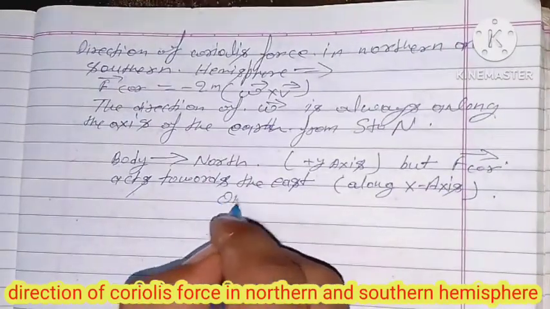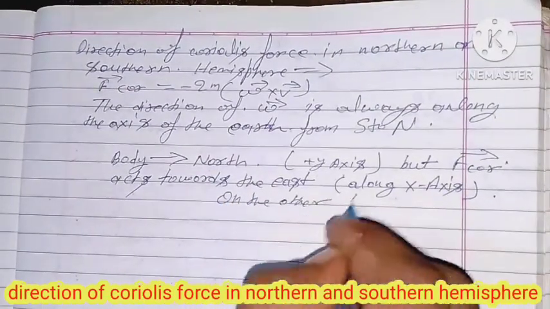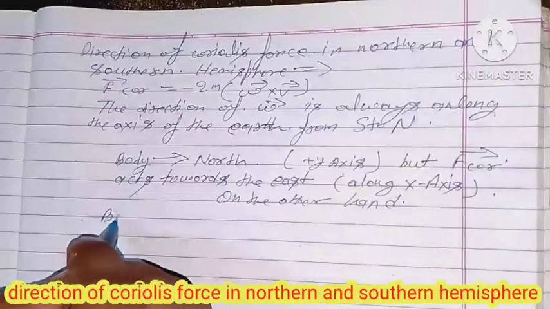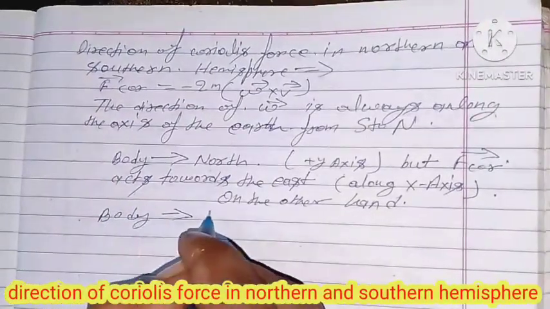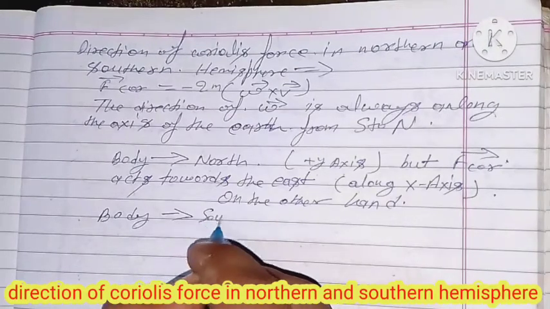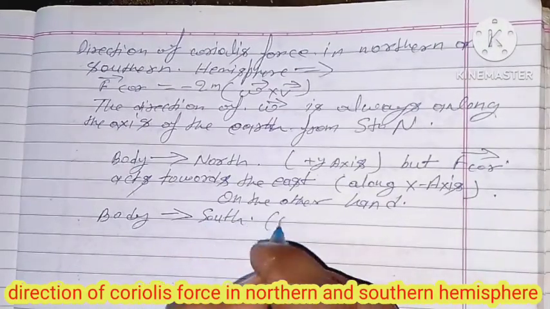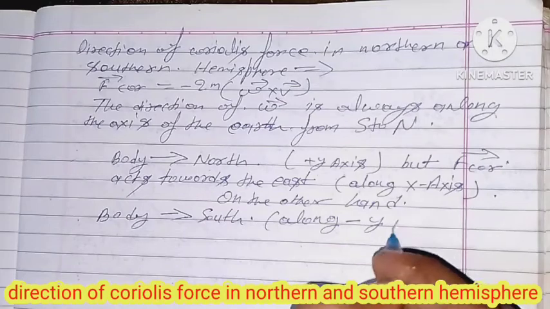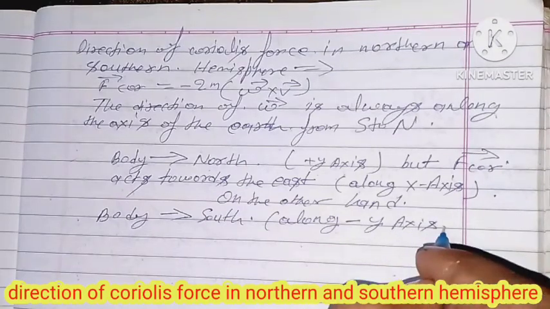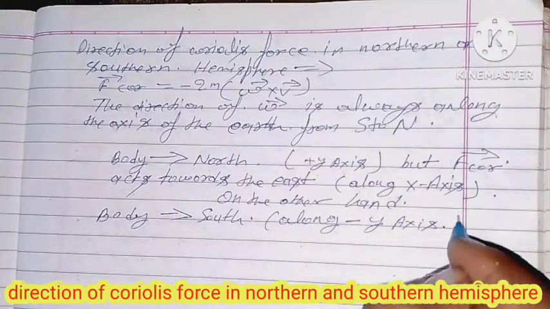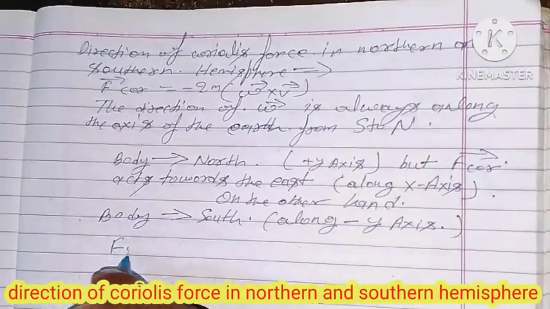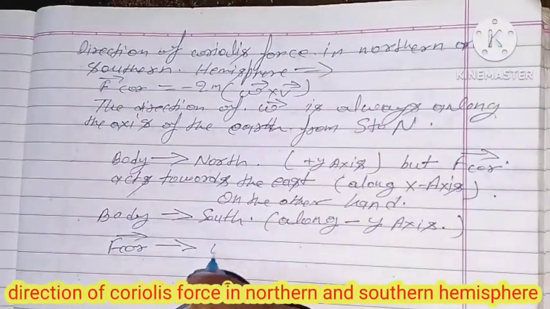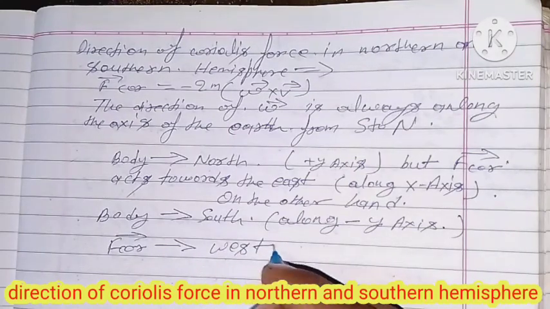On the other hand, if the body is moving towards south, along the minus y-axis, the Coriolis force will act towards the west, along the minus x-axis.